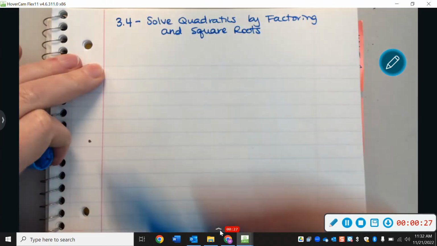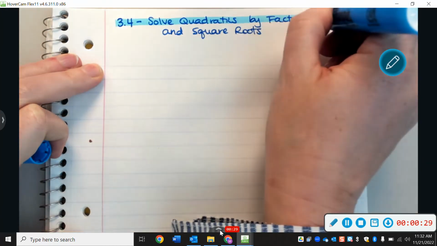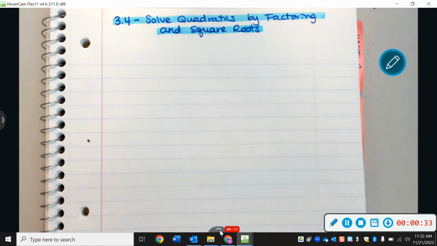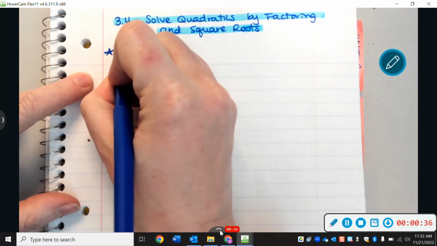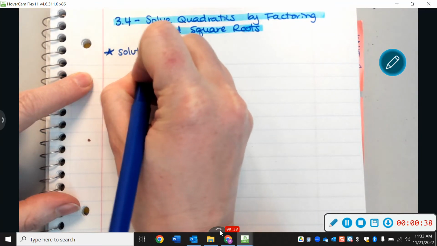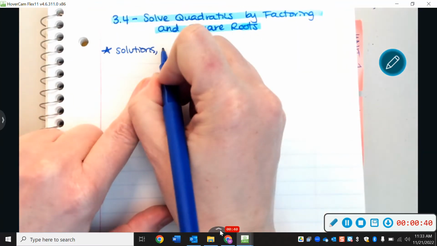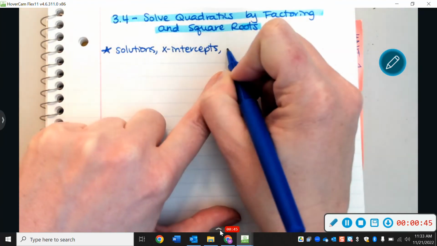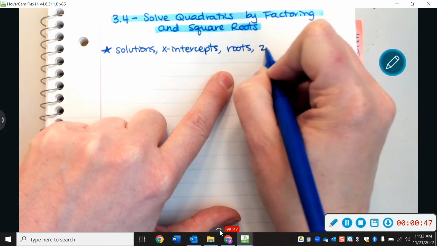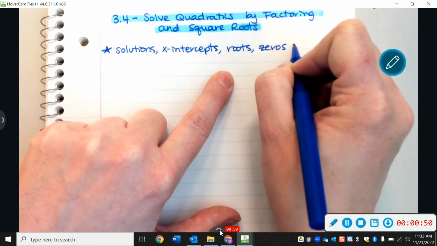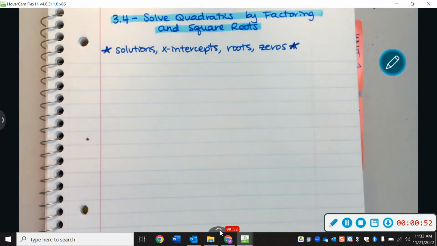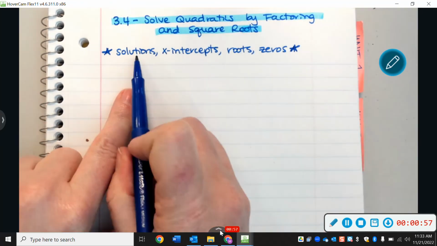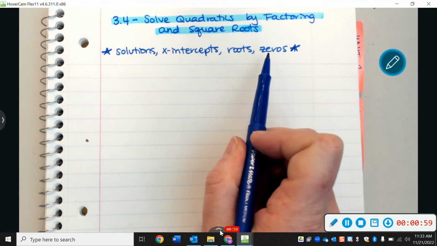Last class we solved quadratics by using the quadratic formula. And just as a reminder, there are a few words that are interchangeable. When we solved, we found solutions, but those really mean the same thing as x-intercepts, roots, zeros. So get comfortable with the fact that these words get interchanged all the time, especially on things like an SOL or an SAT.